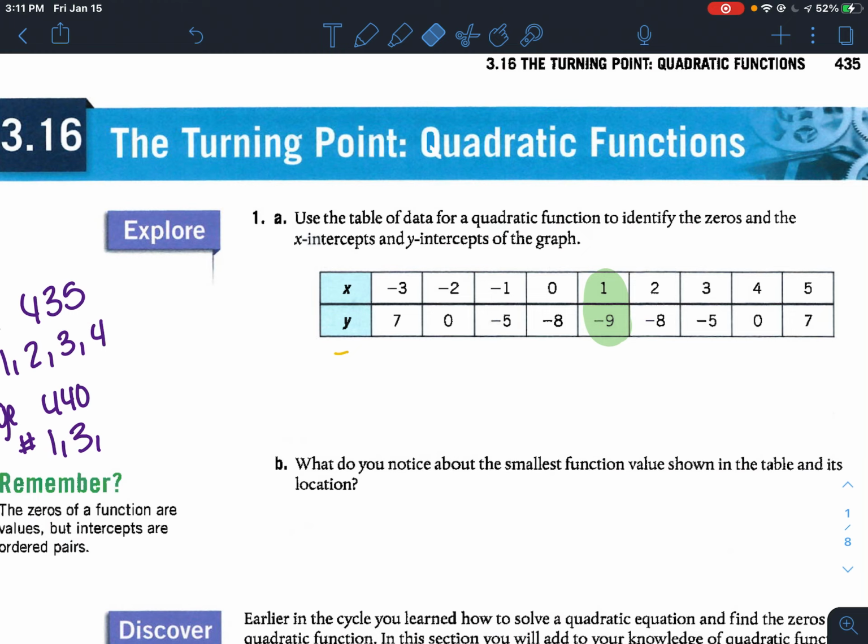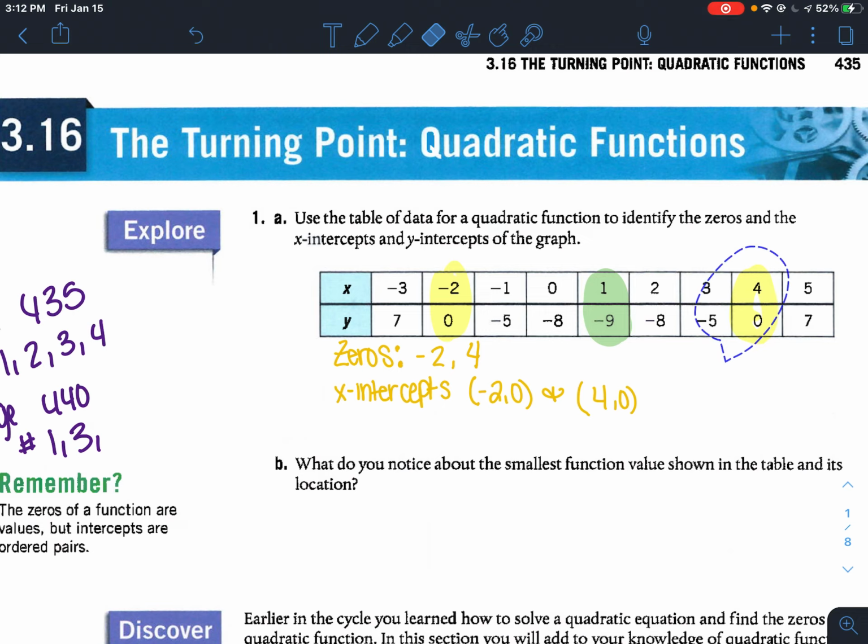So we're going to use the table of values for a quadratic function to identify the zeros and the x and y intercepts of the graph. So zeros are where I cross the y-axis, or the x-axis, I'm sorry. So where y equals 0, so my zeros are here and here, where I've highlighted in yellow. Ignore the green one for now. So zeros are negative 2 and 4.